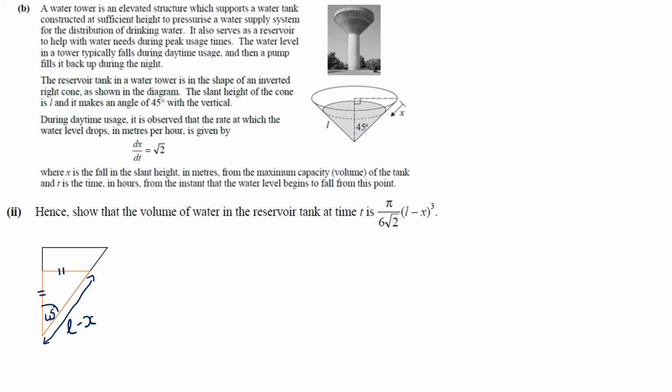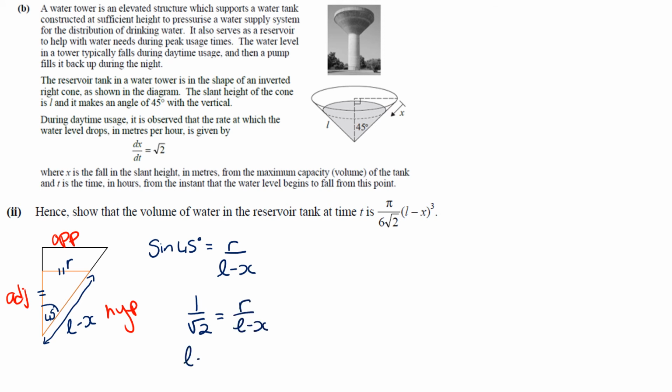So even if we just work out our OR using the exact same method, so my opposite, my hypotenuse, my adjacent. So sine of 45 degrees is equal to OR over L minus x. So sine of 45 is 1 over root 2, or root 2 over 2 if you're using your calculator, L minus x. And that gives me L minus x over root 2 equals my radius. But again, also my height because of that isosceles triangle.